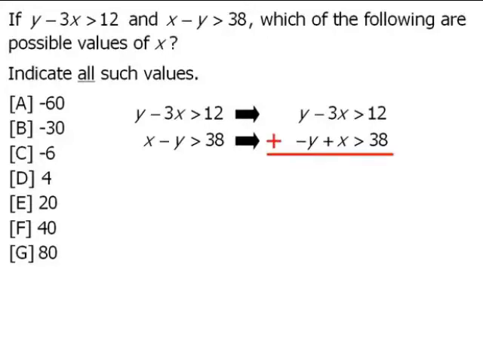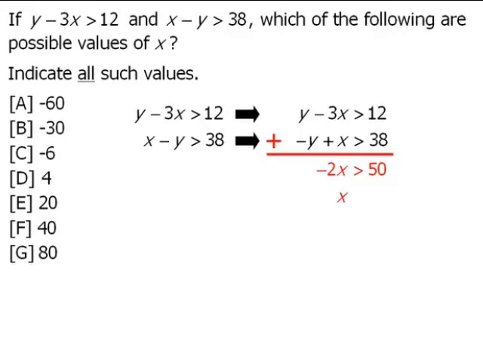At this point, we'll add our two inequalities together. Notice that the y's cancel out here. Next, -3x plus x is equal to -2x, and 12 plus 38 is equal to 50. And of course, our inequality sign stays the same direction. Now from here, we can solve for x by dividing both sides by -2.